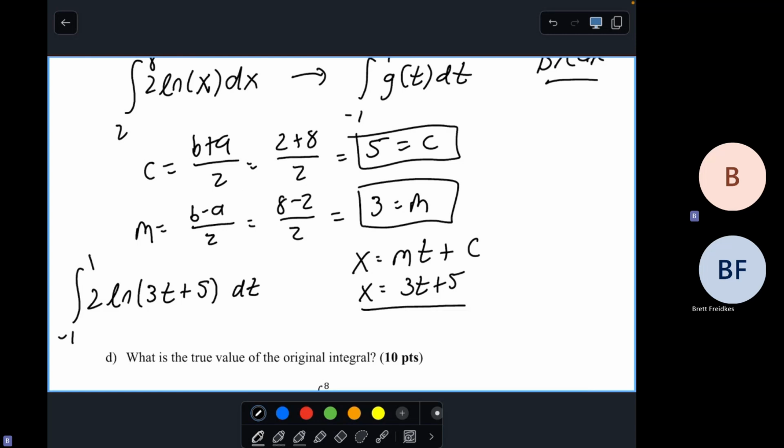I forgot to include the M, because if you take dx, this would be 3dt. That needs an extra value of 3 there. I would say half the class last semester forgot that 3. Should that be inside? No, because dx is not inside the log.